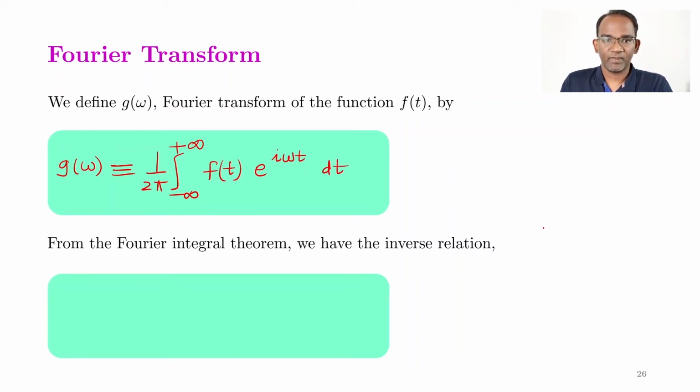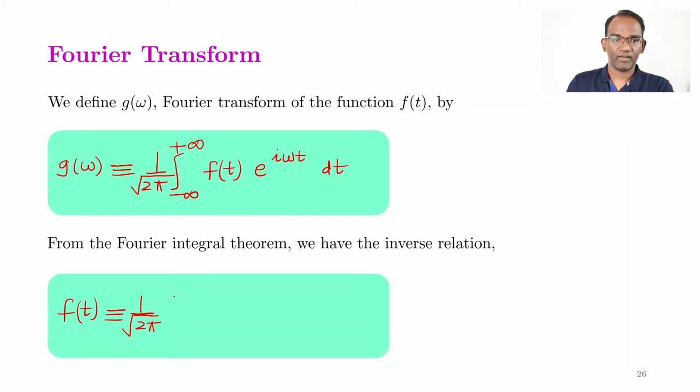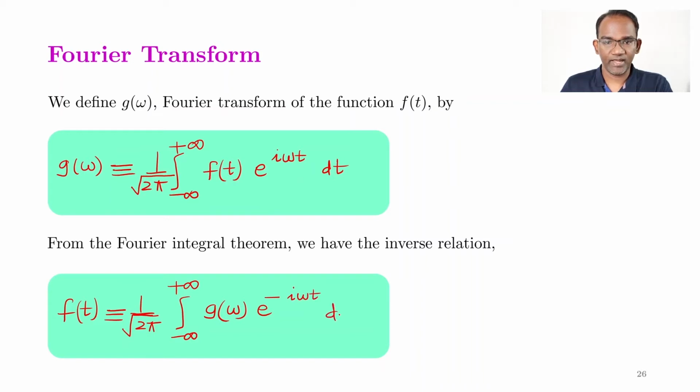As we have seen in the previous sections, this equation, the Fourier transform, is actually a transformation from the t space to the omega space. Now, from the Fourier integral theorem, we can write the inverse relation as f(t) equal to 1 over 2 pi. So there is a square root here, 1 over square root of 2 pi, then integral minus infinity to plus infinity g(omega) e raised to minus i omega t d omega.